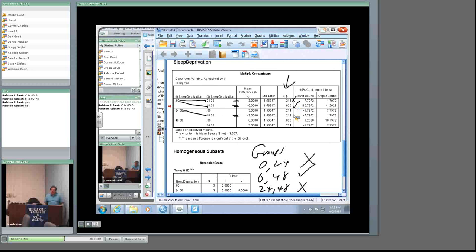Okay, questions, thoughts, comments on this? Now, I dragged this example way out because I meant to. Okay. You're glad I dragged it way out. That's all we need to look at. Not going to worry about the homogeneous subset stuff right now. We'll talk about how to write that up after another example or two.